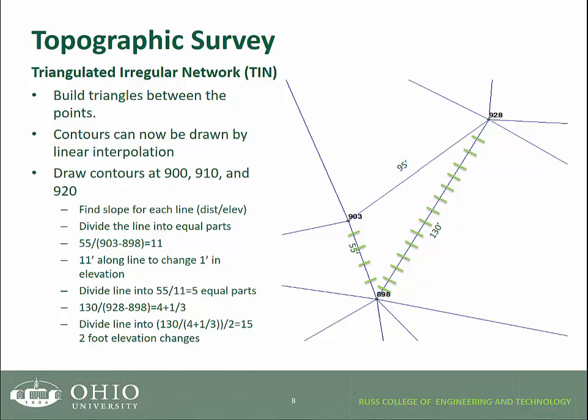In this example, we move from 928 to 898. This would mean that we move 4 1/3 feet for every 1 foot of elevation change. Here we can use 2-foot hash marks instead of 1. That way we only have to draw 15 equal intervals, or 14 lines, to separate the 15 equal intervals.